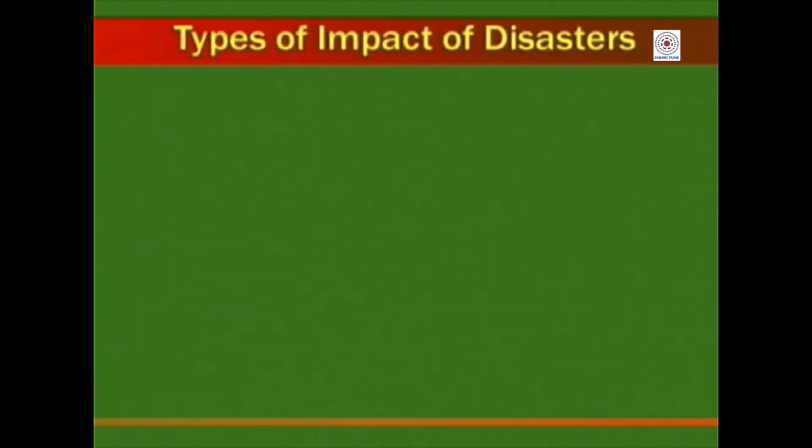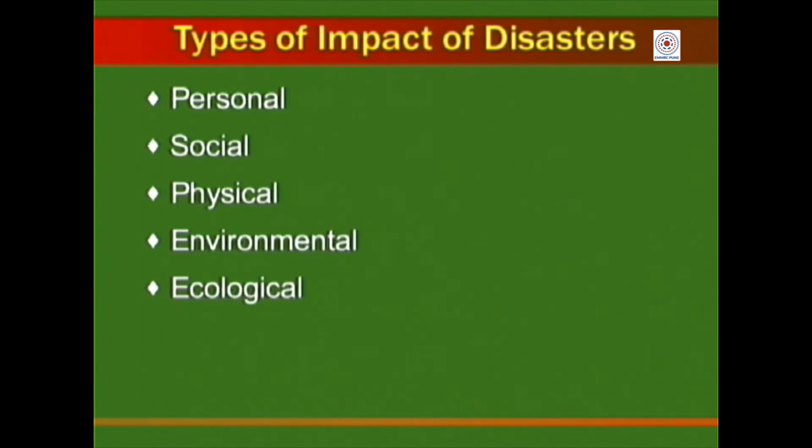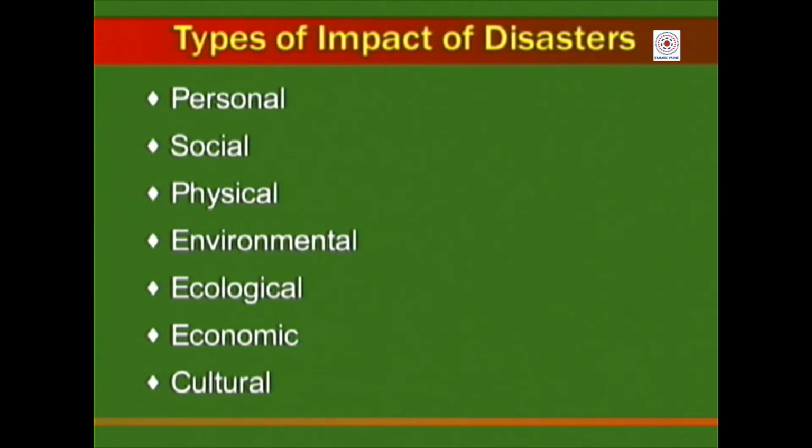Let us discuss the types of impacts of disaster. It might be personal, social, physical, environmental, ecological, cultural. So it may affect our society in very different fashions and ways. We have seen many times in the media how an individual is affected by disaster. Maybe he will lose his family members, he may have some problems, he might lose his house or business. So that particularly impacts the individual.